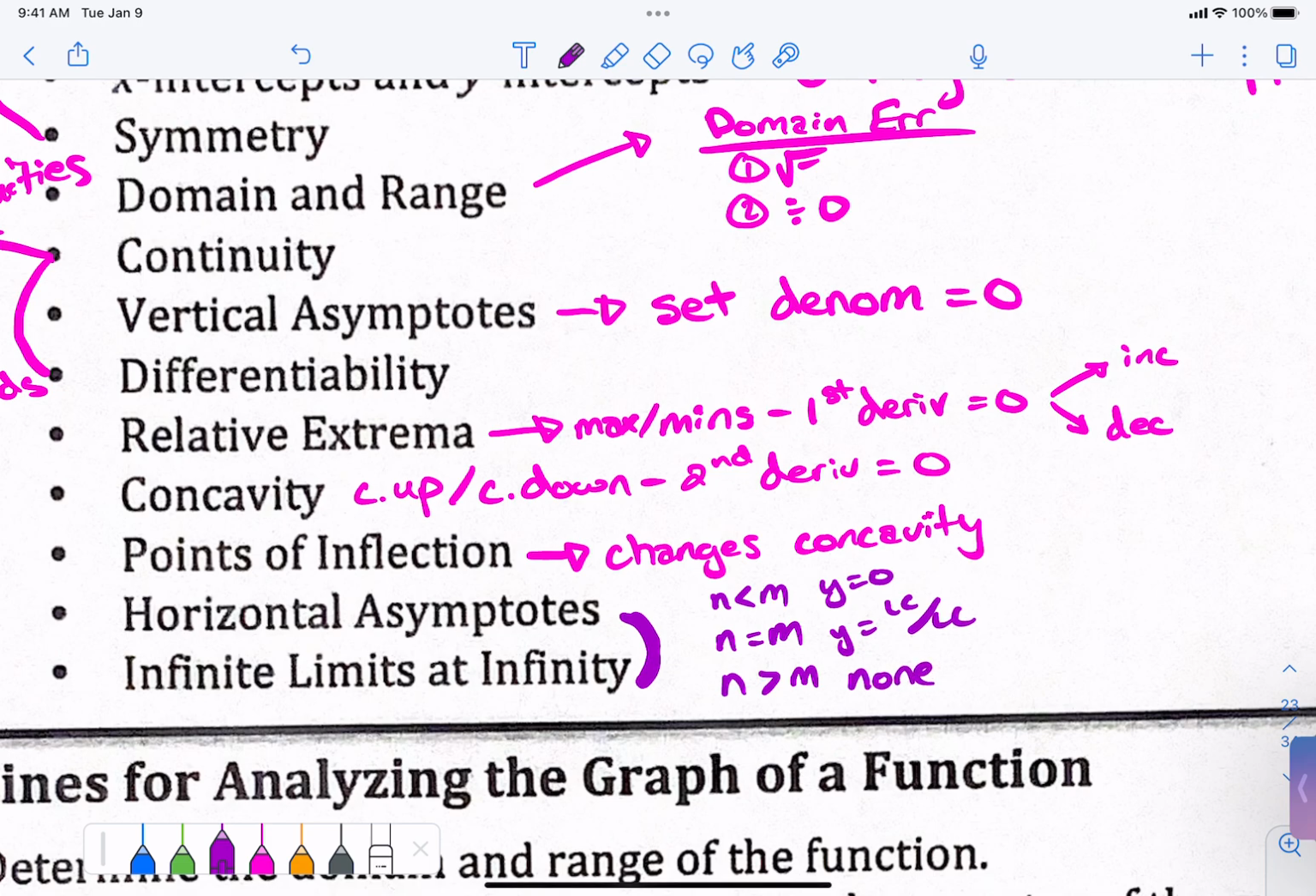When you write y equals 0, you can't just put 0, right? If they're talking about the limit, if they're saying what is the limit, you would just put 0. But if they're saying what is the horizontal asymptote, you're going to want to put y equals 0 because it's an equation. Does that make sense? Remember that. y equals 0. Okay, got it?